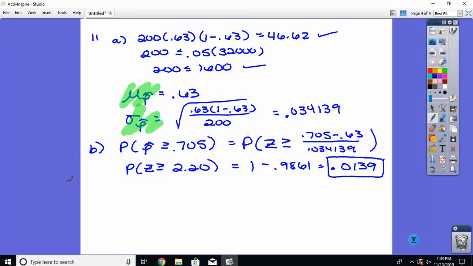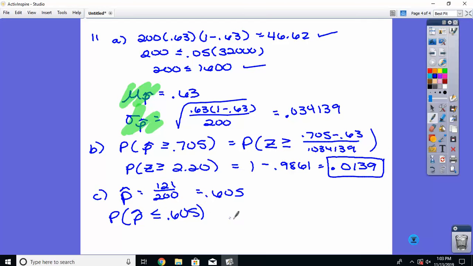Part C, the probability of obtaining 121 or fewer. What do I have to do first? You have to make it a proportion. Yeah, it's 121 out of my 200. So that means my p hat is 0.605. I want that many or fewer, so less than or equal to 0.605.